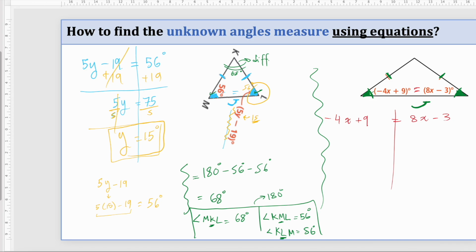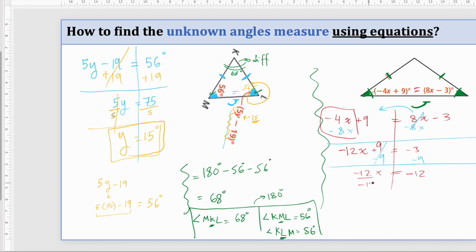Now how to do that? You need to first of all take the 8x to the other side. It's going to be negative. Now you have negative 3 equals to these two together are going to be negative 12x. Now you need to cancel the 9 by minusing 9 both sides. Now you have negative 12 equals negative 12x. Divide by negative 12 both sides. X equals positive 12 divided by 12 is 1. That's the value of x.